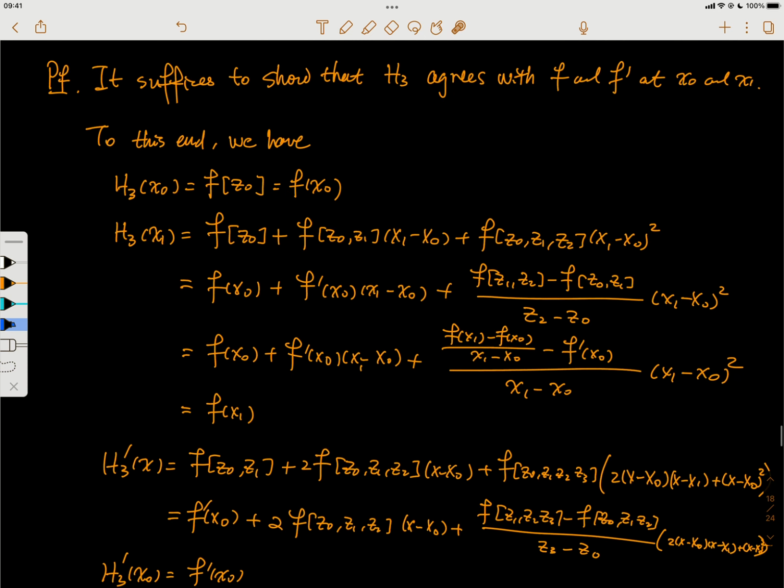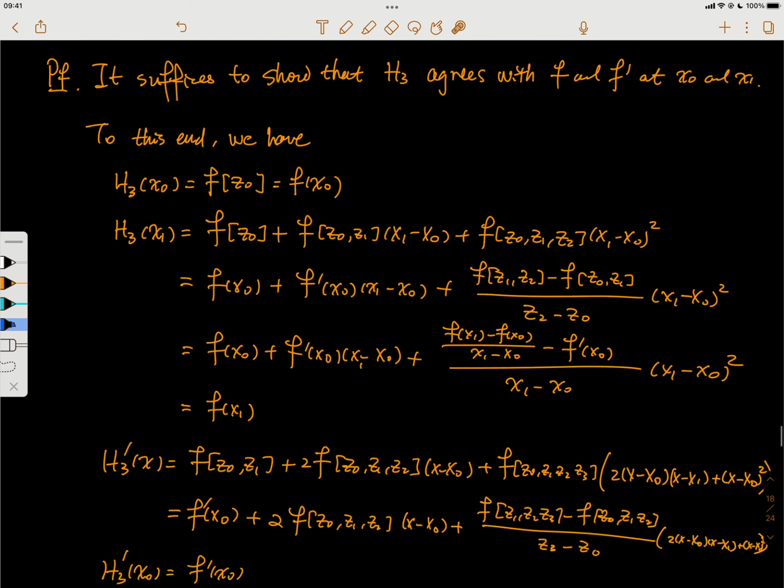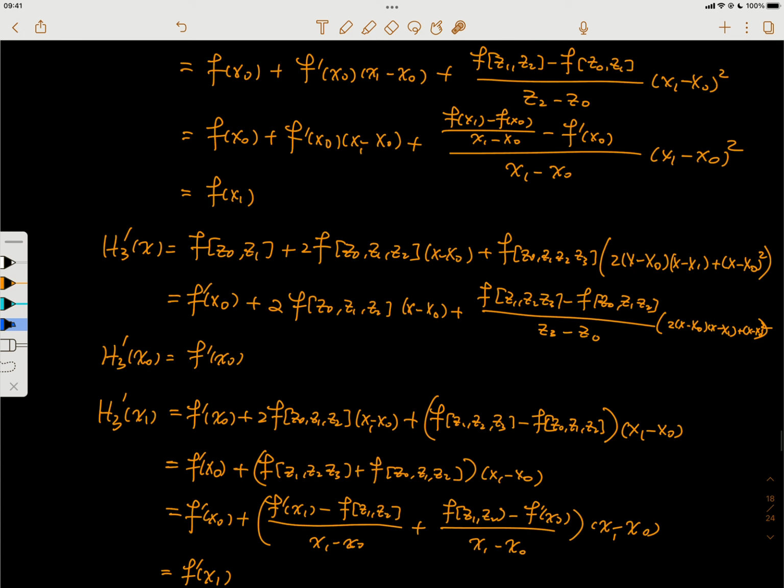To get the derivative, we first need to take a derivative of this h function with respect to x. You can see this will be gone, and we will only have this term left, because taking the derivative of this is just giving us 1. Taking the derivative of this is just 2 times x minus x0. Taking the derivative of this, we need to use the product rule, but that's doable. So when we take the derivative, we get this. And now let's expand this.